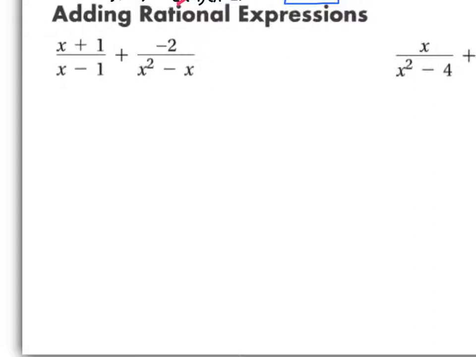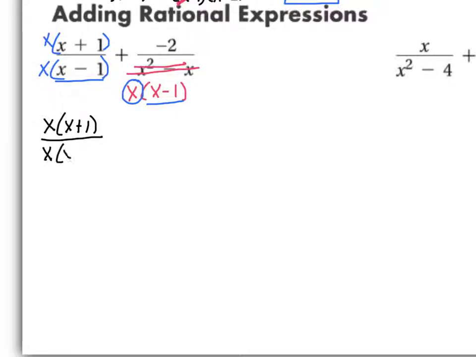Let's see what happens in this next one. So again, looking at our denominators, we need to have a common denominator. And it looks like this second denominator can be factored. We can pull an x out, which leaves us with x minus 1. Okay, so our two denominators have the x minus 1 in common, but the second denominator also has that x. So therefore, we need to multiply the top and bottom of this first fraction by x to give us that common denominator.